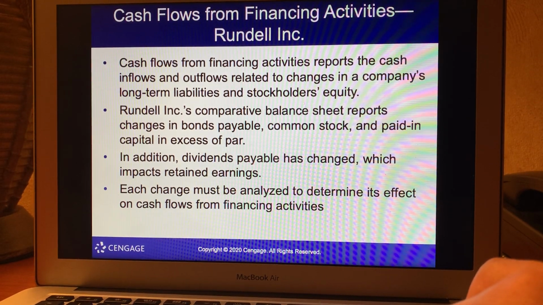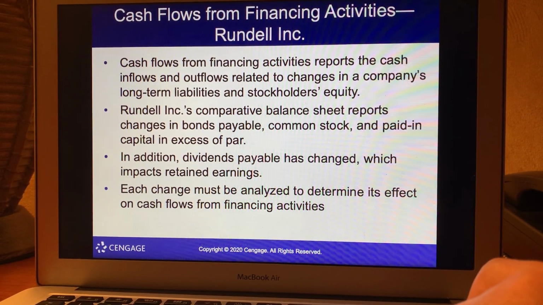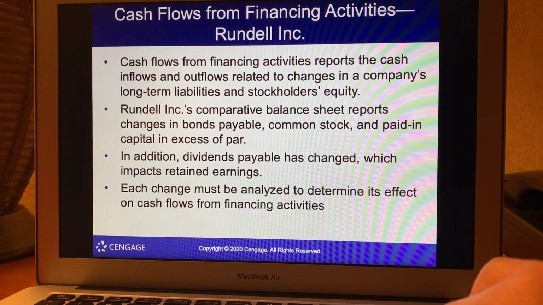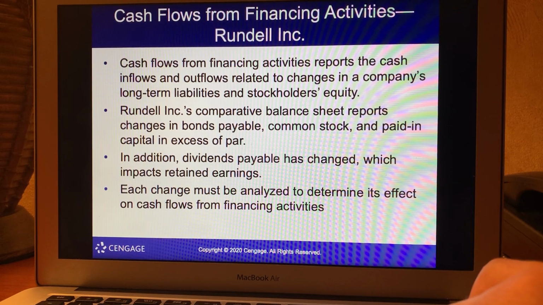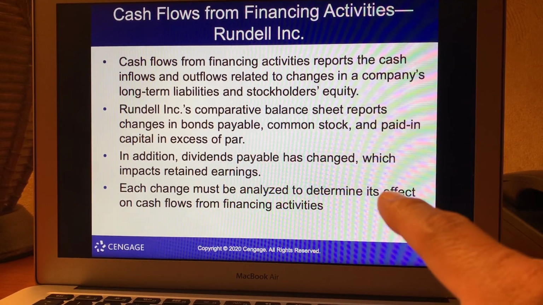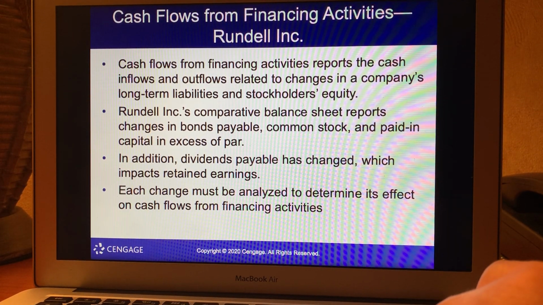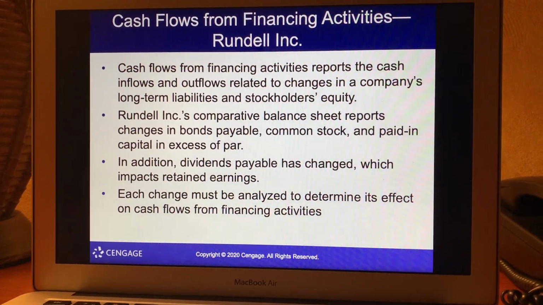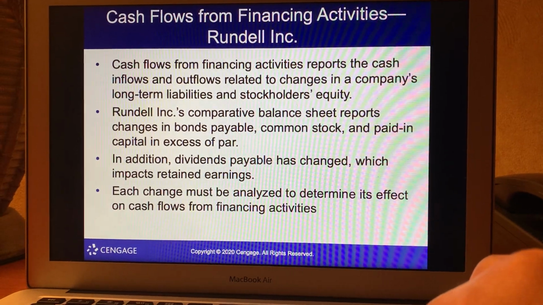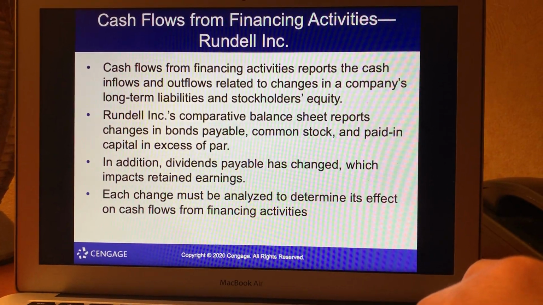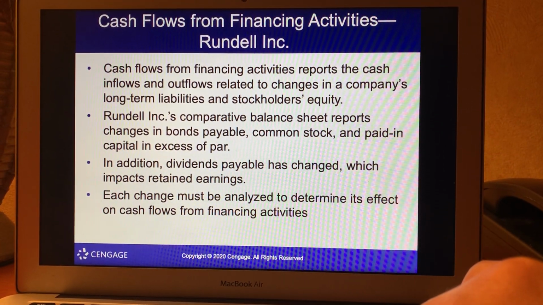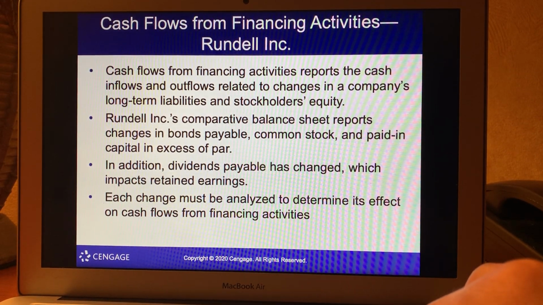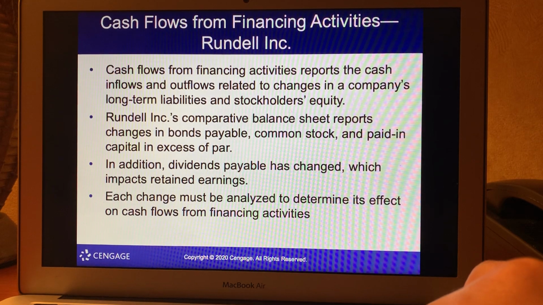So here's financing activities. It reports the cash inflows and outflows related to changes in a company's long-term liability and stockholders' equity. The comparative balance sheet reports changes in bonds payable, common stock, and paid in capital in excess of par, which we looked at in the previous chapter. In addition, dividends payable has changed, which impacts retained earnings. Each change must be analyzed to determine its effect on cash flows from financing activities.